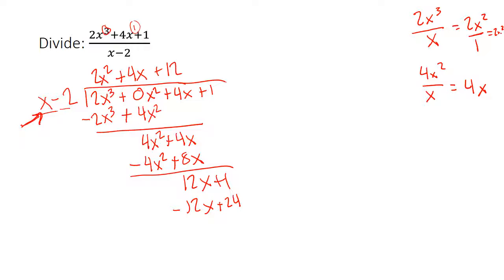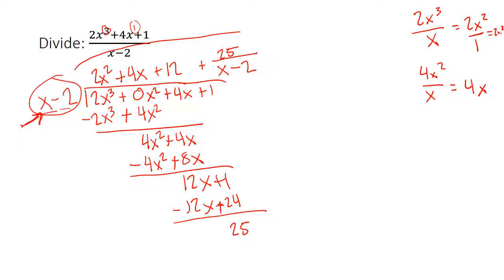And so now we just subtract, which means we're switching the signs. Our 12x's cancel out, and we're left with a 25. And that's our remainder. And we're going to write that as a fraction. So we'll write that as plus 25 over our divisor, over x minus 2. Awesome, so we did it. This is our quotient right up here.